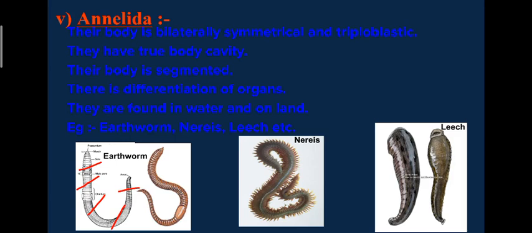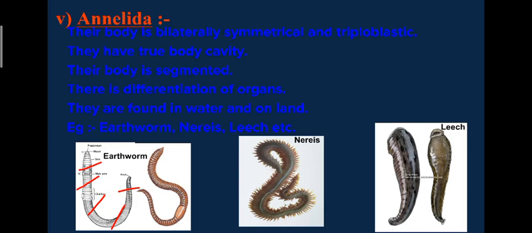Now they have well developed organs. There is full differentiation of organs. These are found in fresh water, and there may be parasitic forms also. The circulatory system found is closed circulatory system. Now these are different types. For example, earthworm that is called farmer's friend, and leech that is a blood sucking organism. Both are found in Annelida.